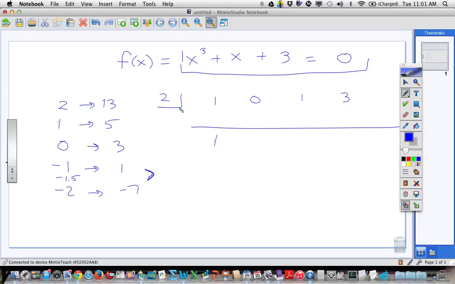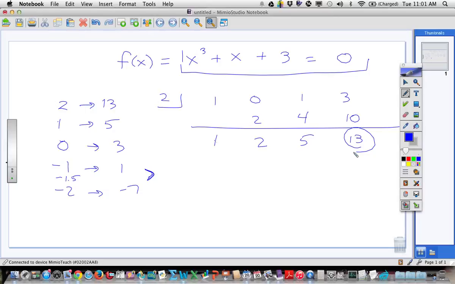We would bring down this 1. We would do 2 times 1 and write it here. 0 plus 2 is 2. 2 times 2 is 4. 1 plus 4 is 5. 2 times 5 is 10. 3 plus 10 is 13. It was a quick way to plug in a 2 into this function. Now, what was nice about it is all I had to do was multiply and add.